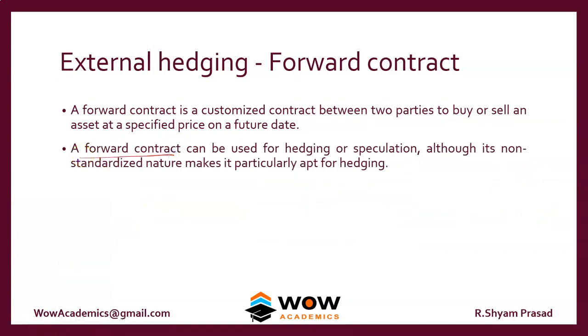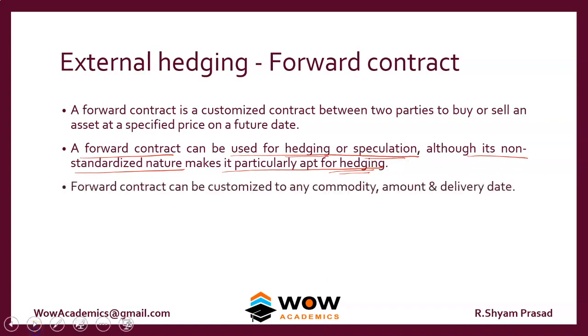A forward contract can be used for hedging or speculation. Although it's non-standardized in nature, it is particularly apt for hedging. The forward contract is not an exchange traded contract. It is just a contract between two people. So it is very apt for hedging purposes, and people can be involved in hedging or even speculation. A forward contract can be customized because it is not an exchange traded contract. It can be customized for any commodity, amount or delivery date.